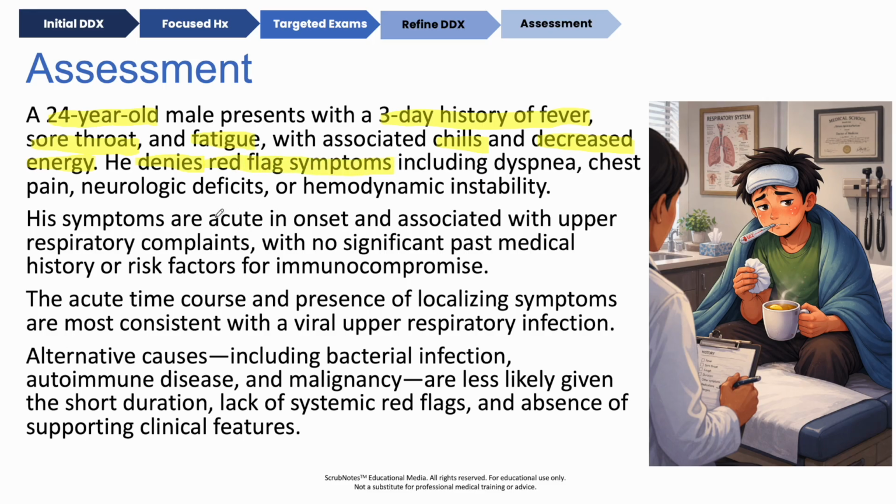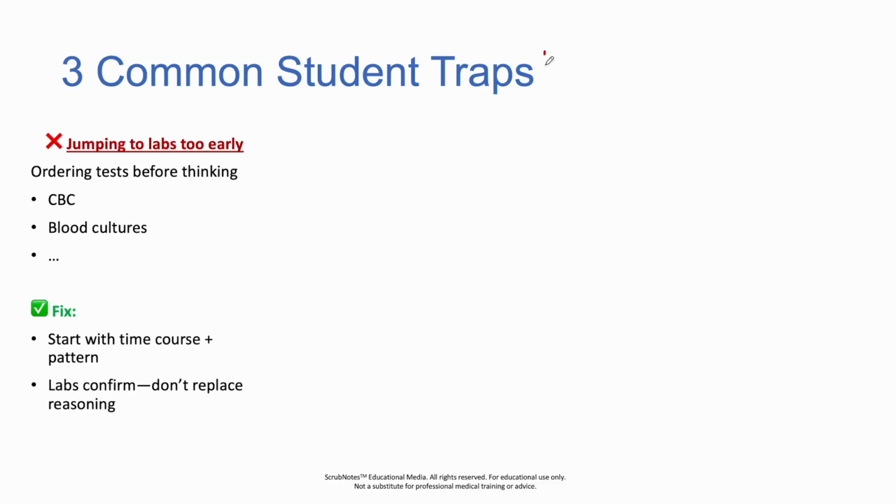His symptoms are acute in onset and associated with upper respiratory complaints, with no significant past medical history or risk factors for immune compromise. The acute time course and presence of localizing symptoms are most consistent with a viral upper respiratory infection. Alternative causes include bacterial infection, autoimmune disease, and malignancy. All of these are less likely given the short duration, lack of systemic red flags, and absence of supporting clinical features. Before we wrap up, here are 3 common traps students make and ways to avoid them.